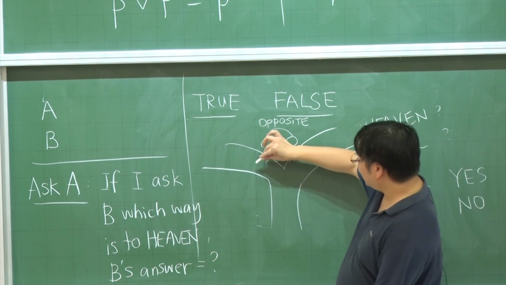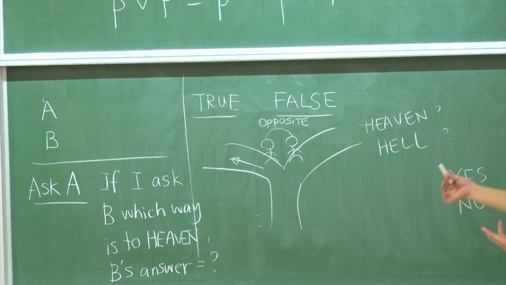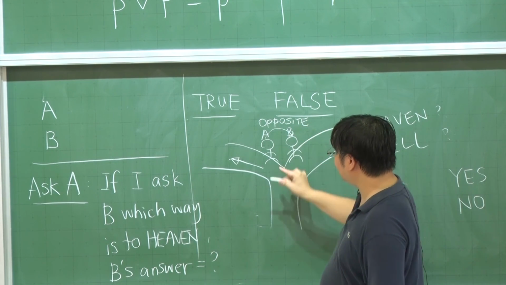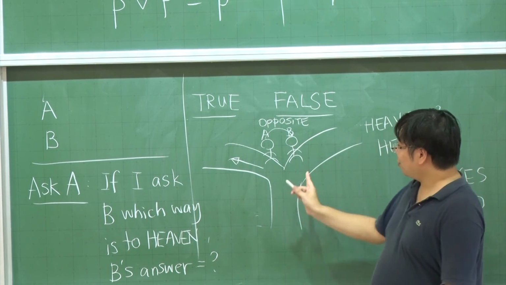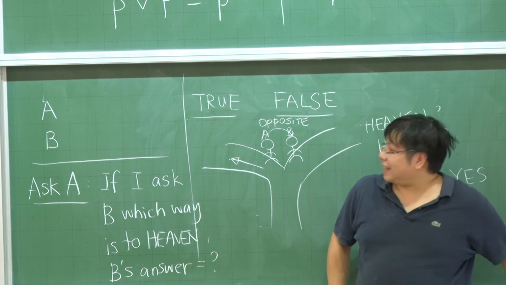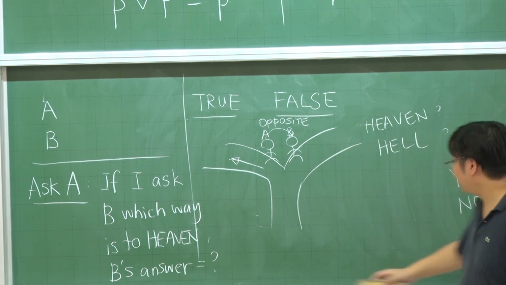Okay, so let's say A says, this way to heaven. So this is the answer. This is A, this is B. A says, this way. Should you go this way or should you go that way? Let's check what happens. To solve this problem, we can actually use the truth table again, because the truth table can capture what is going on.